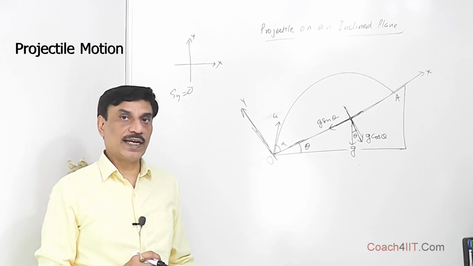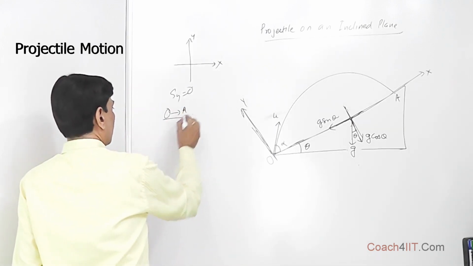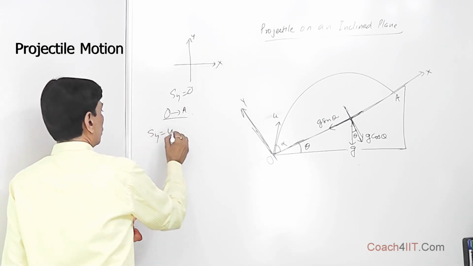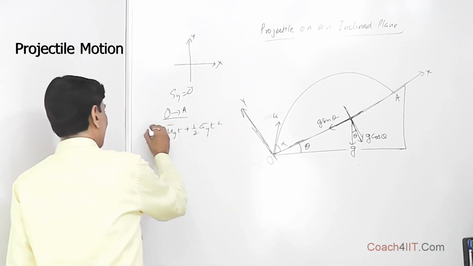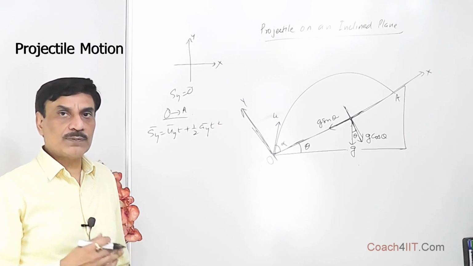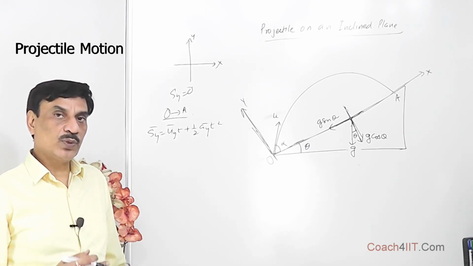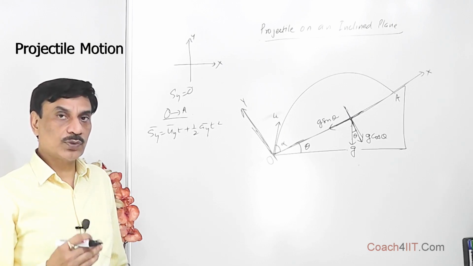So if we wish to write what is the equation from O to A, we write Sy is equal to Uyt plus half Ayt square. We are just bothered about how to write the equations, not much bothered about the final result. When the body goes from O to A, then the displacement along the y-axis is equal to 0.